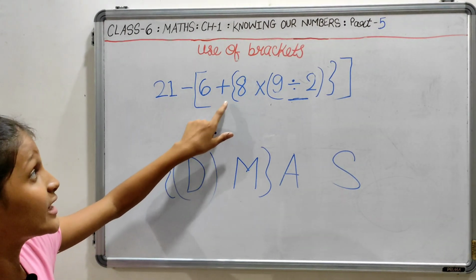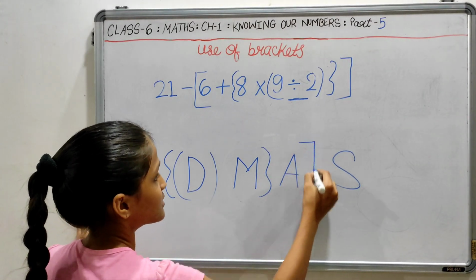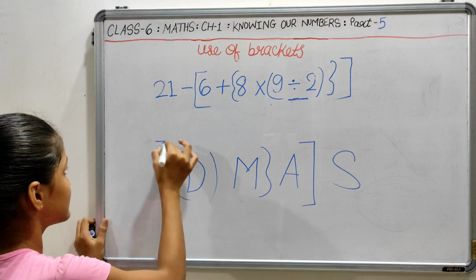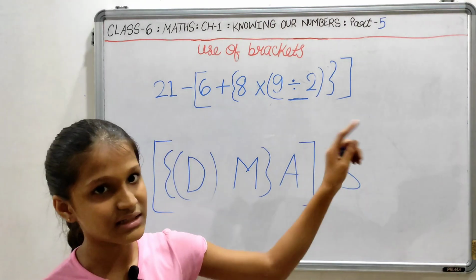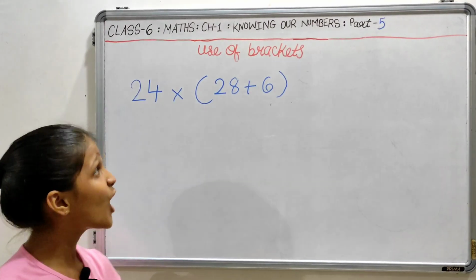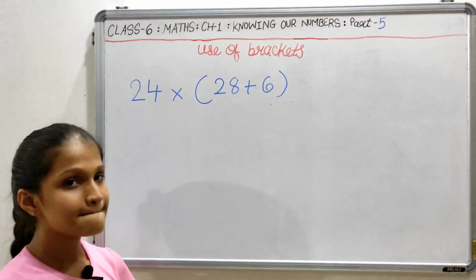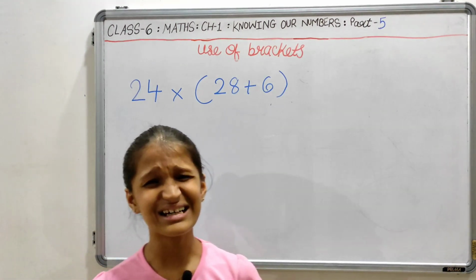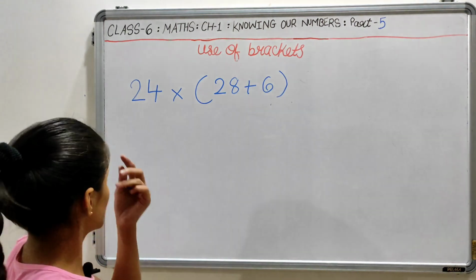Now we are at the addition part. So we put here the square bracket. So we got here the square bracket. Now this is outside the bracket part. How will we solve this? So we will solve this by the rule we learned in the intro of this use of brackets.